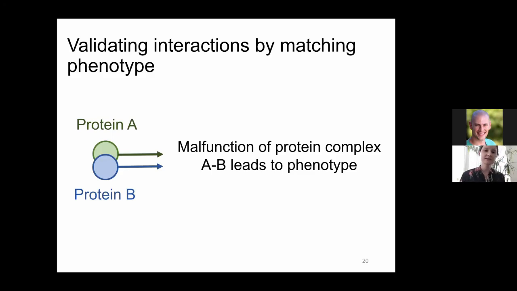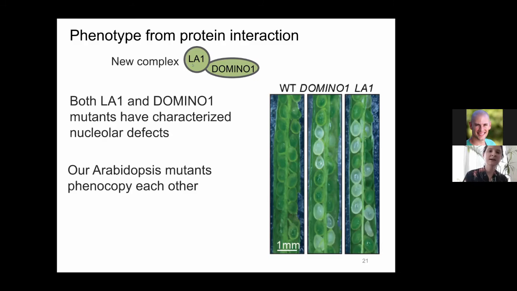So the first one is this new complex of this protein LAW and this protein called DOMINO. They're both known to have nucleolar defects, and we confirmed that in Arabidopsis mutants. Here we're looking at the top-down view of an Arabidopsis silique, or seed pod, with the seeds on either side. DOMINO, which is why it's called domino, causes this type of alternating white-green phenotype. And LAW also causes that phenotype.